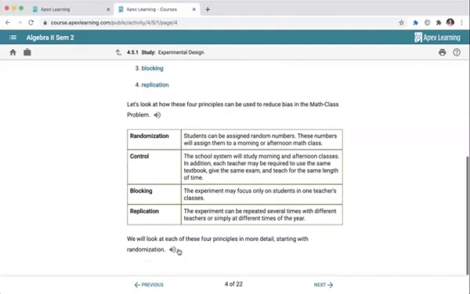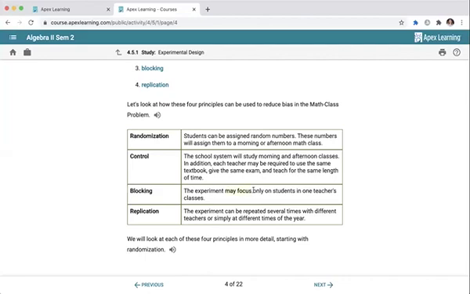So how they looked at that math class problem was that students are assigned random numbers. That's to eliminate some potential bias from looking at students differently. The school system will study morning and afternoon classes. Each teacher will be required to use the same textbook, give the same exam, and teach for the same length of time. So some of those factors that we said would influence the test, we just try to control them there.